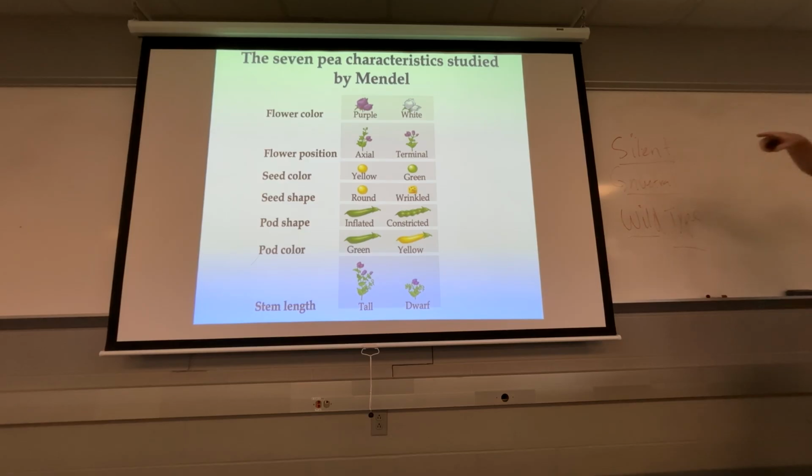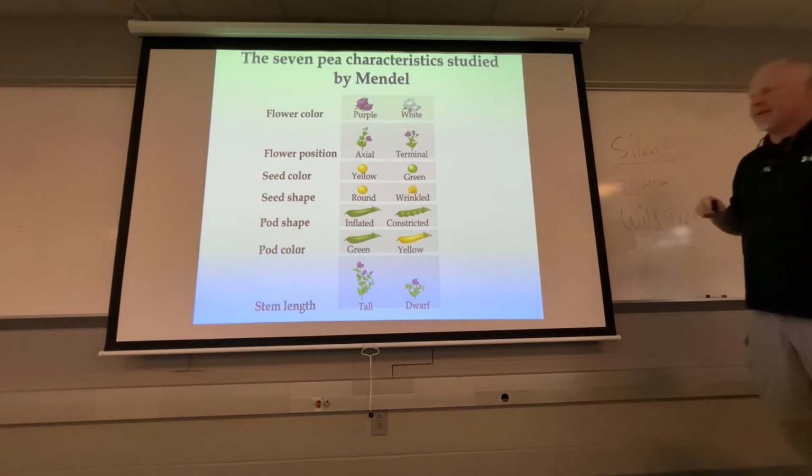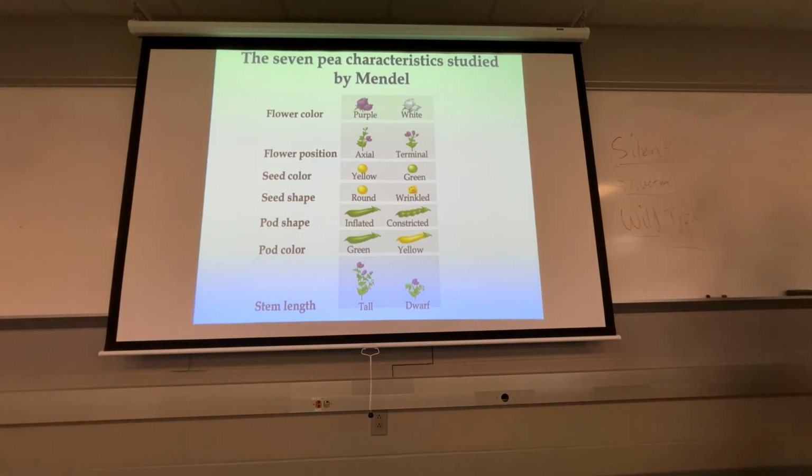So here are the 7 characters, at least that he started with. He branched out from this, but these are the 7 major ones that he used. And you can notice with each one, there is this or that, right? There are 2 traits: purple, white, axial, terminal, yellow, green, tall, short. Pretty easy to follow the trait. And he experimented on all of these with experimental breeding and found this same type of monohybrid results that we've already talked about with flower color. You can do it with any of these.